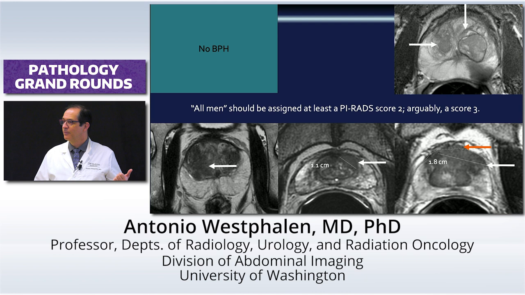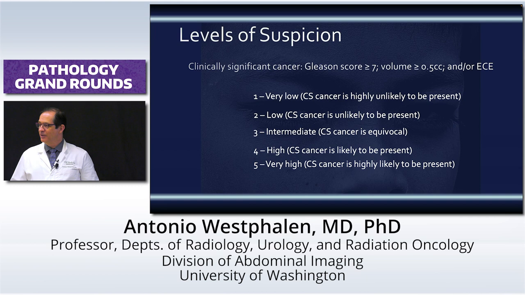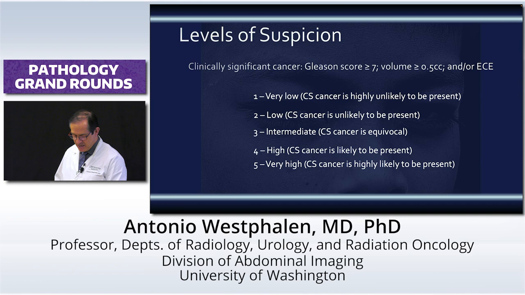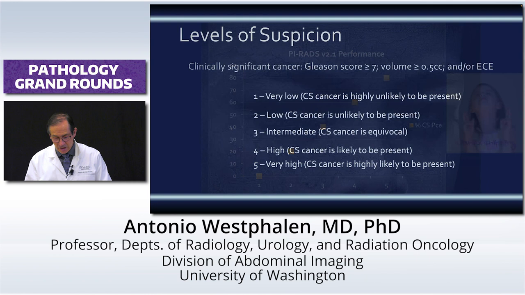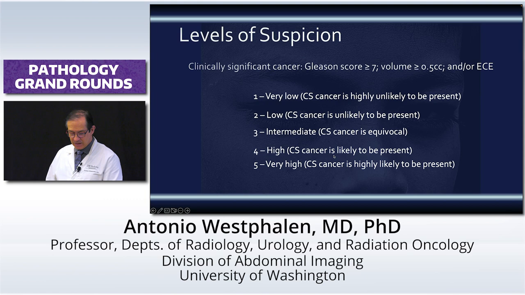And PI-RADS 3 is indeterminate. How good is a test where you say, okay, all men start with at least, I have no clue what's going on? And this is one of the major limitations of PI-RADS right now. So that's the score, 1, 2, 3, 4, 5, and what it means: 3, indeterminate, equivocal. And this is another mistake they made, because it gives the impression that this is a linear scale, because they go from very low, highly unlikely, low, unlikely, high, likely, very high, highly likely, and this is wishful thinking. It doesn't really happen like this.